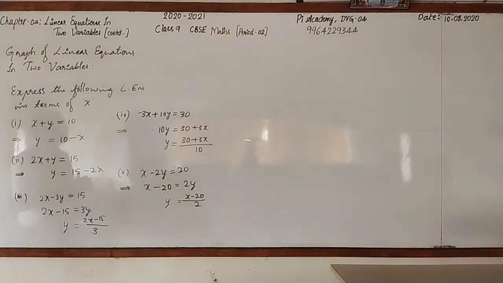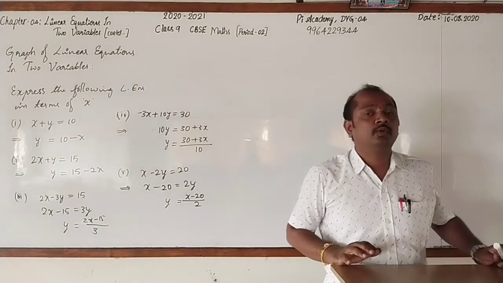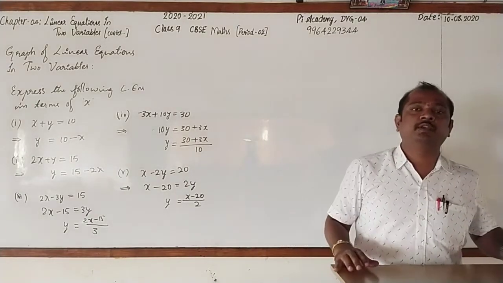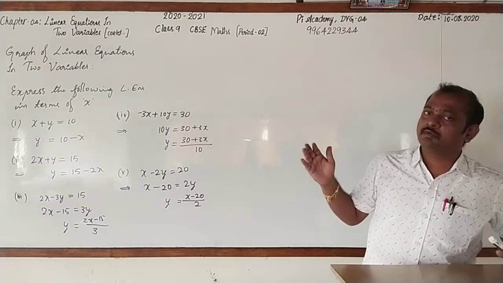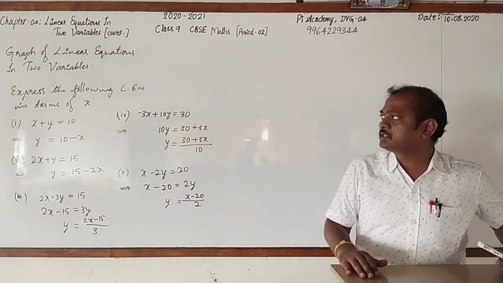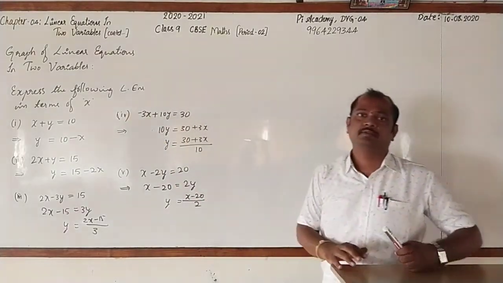Got it? Yes. Now we are going to draw the graph of a linear equation. To draw the graph, we need to locate the points, right? To locate the points, first we have to find the coordinate points of the given equation. Now let me tell you how to do that. First, you just copy from there to here.